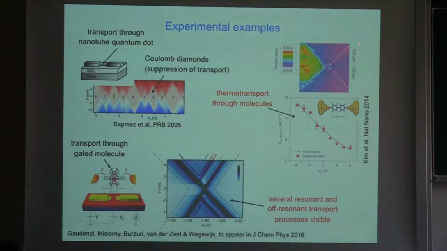What is also possible in such setups is that you can apply a thermal bias. For example, here you have heated up the left lead or source, and the drain is not heated up. Then you can measure, for example, the Seebeck coefficient, and therefore the thermal transport, in that case through this molecule here.